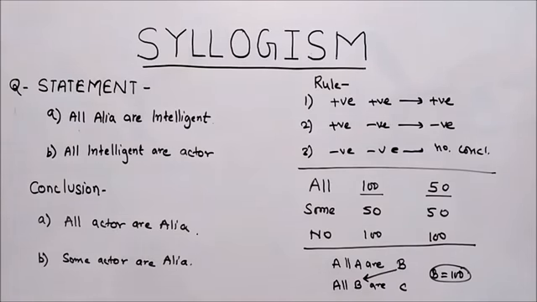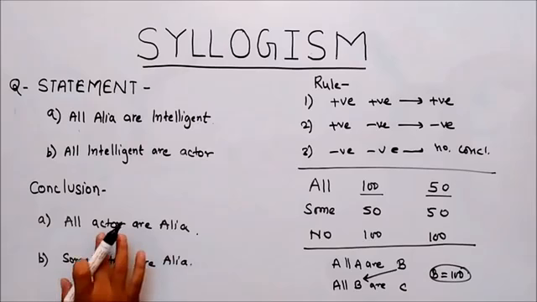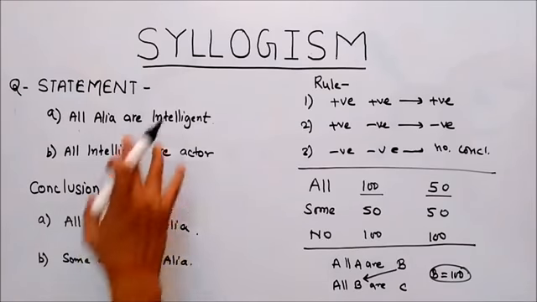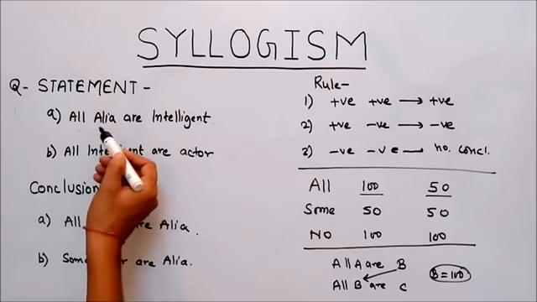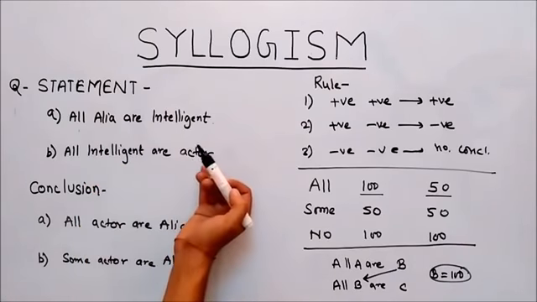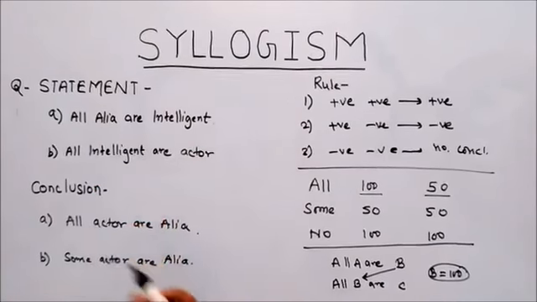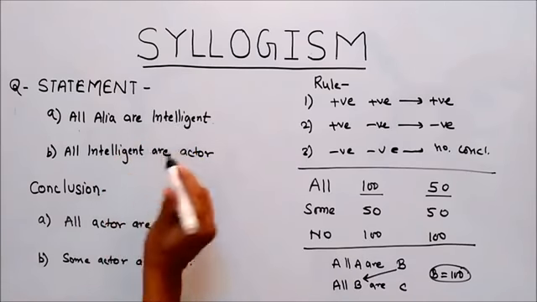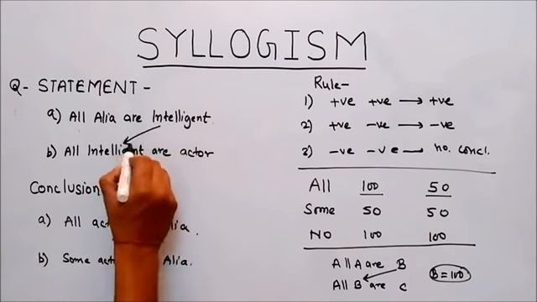Now from conclusion 1, that is all actors are Alia, this conclusion is made up of two elements, one is actor and second is Alia. Now check these two elements in the statements. Here Alia is in the first statement and actor is in the second statement. Now apply the rule. Here intelligent is common in both statements, so we can apply rule number three.